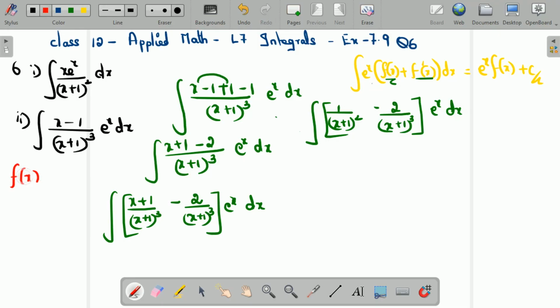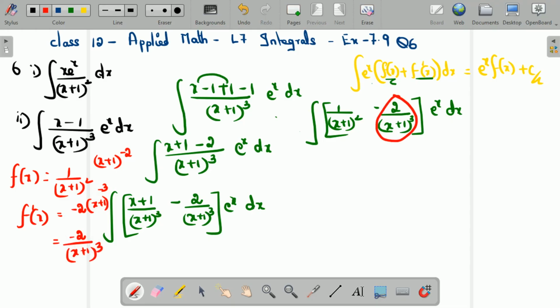So f(x), if you put this as 1 divided by (x+1)^2, f'(x) can be written as, this is nothing but (x+1)^(-2). So after you differentiate, you get minus 2 into (x+1)^(-3), which is nothing but minus 2 divided by (x+1)^3. So this is what you have here. So directly let's apply the formula. This means e^x into f(x), so e^x into 1 divided by (x+1)^2, plus c. If you write it nicely, it is x e^x divided by (x+1)^2 plus c.